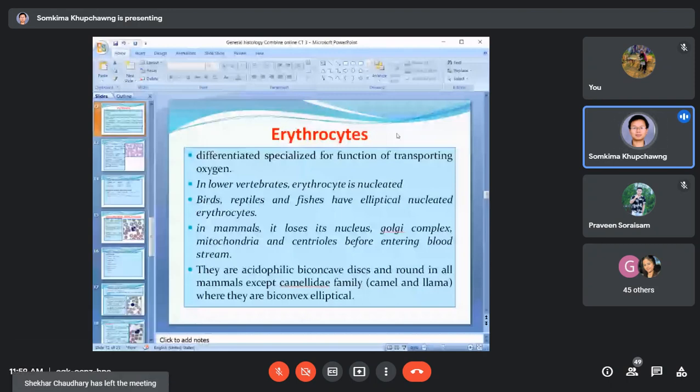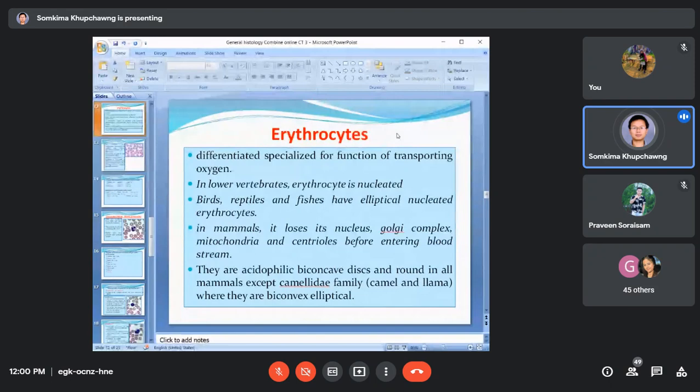They are acidophilic, biconcave dish and round in all mammals except the camelid family. If you see from the side, we can see the concavity on both sides, so it's a biconcave dish. Round in all mammals, but in the case of the camel family, they are biconvex elliptical. The shape is somewhat similar to birds, reptiles, and fish.